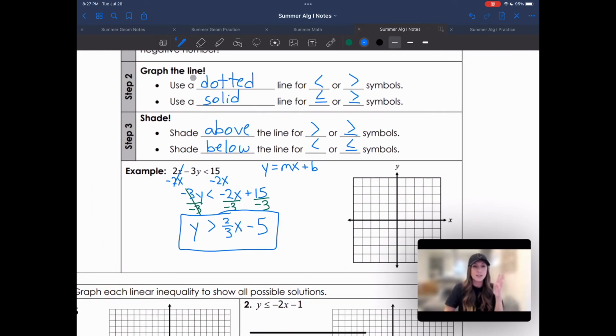Now, step number 2 says graph the line. And then just keep in mind, you're either going to graph a dotted or a solid line. Now this one, if it doesn't have the solid line underneath it, it's going to be a dotted line.